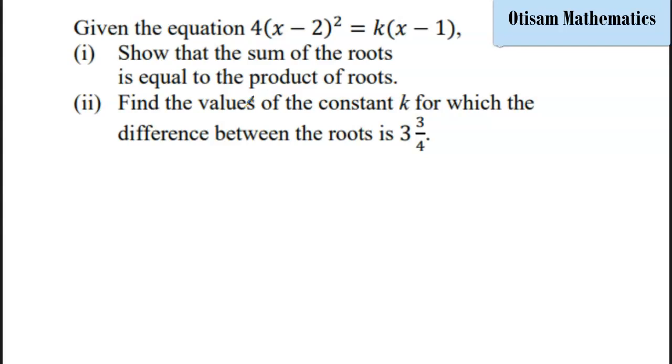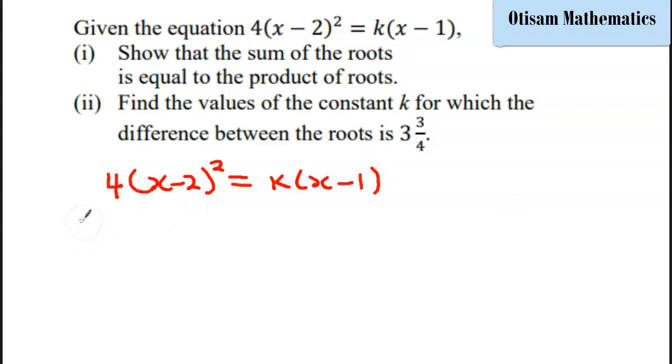Given the equation 4 in bracket x minus 2 all squared is equal to k times x minus 1. The first part, we have to show that the sum of the roots is equal to the product of the roots, and we have to find the values of the constant k for which the difference between the roots is 3 whole number 3 on 4. So let's look at the first part. Before that, pause the video and try it.